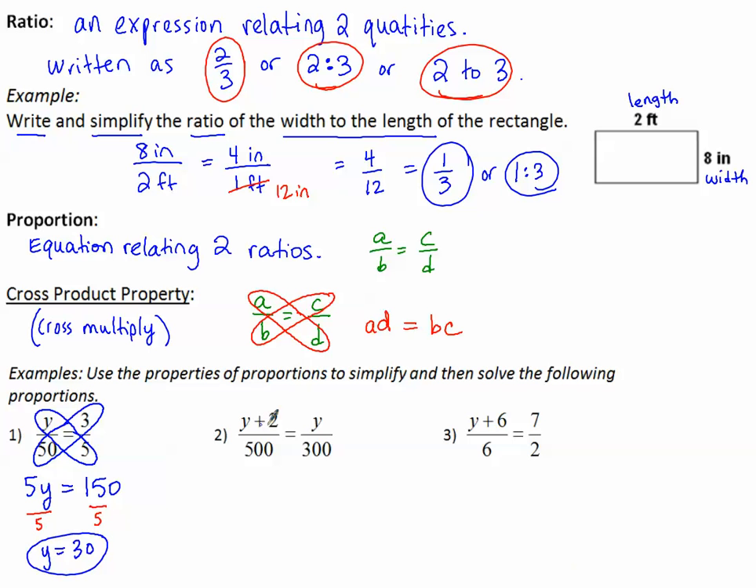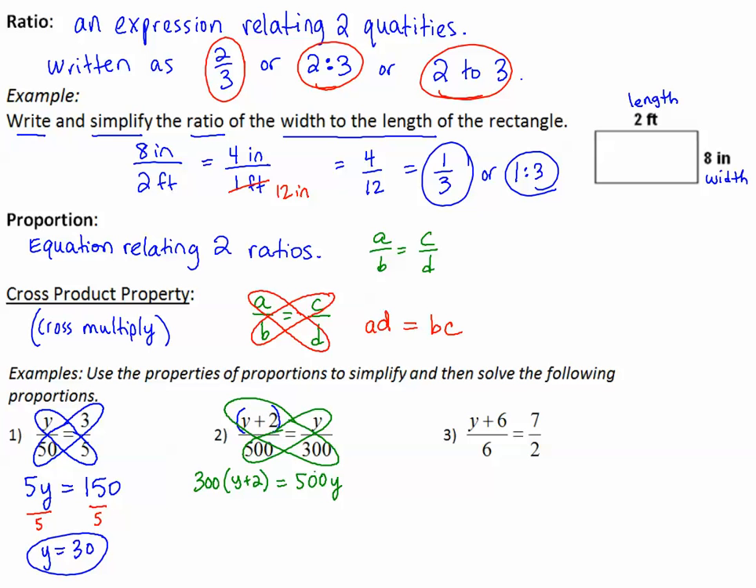Now, if we look at the next one, we've got more than just one thing up here. We have two terms that are being added. So immediately when I see more than one, I'm going to put it in parentheses. Then I'm going to cross multiply. So I'm going to write 300 parentheses y plus 2 equals, and then crossing the other way, y times 500, or 500y. So I don't really need the parentheses here because I'm not containing anything. Always the parentheses when I have adding or subtracting or more than one number or letter together.